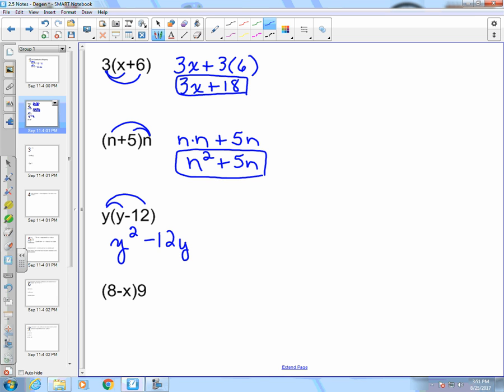And the last problem, we're distributing from the right-hand side in. 9 times 8 is 72 minus 9x. Now, if you want to write that as negative 9x plus 72, you sure can. Just be careful that the negative sign stays with the 9x.